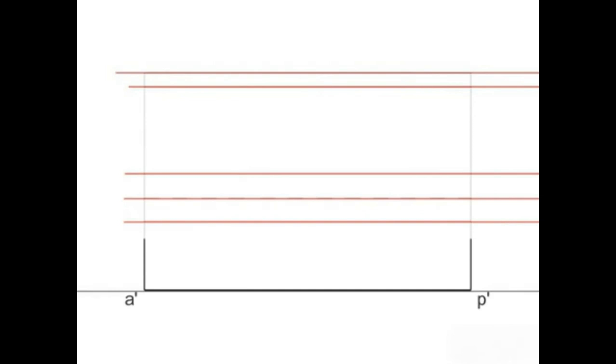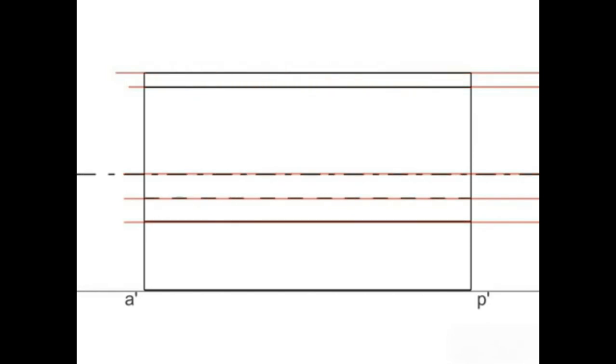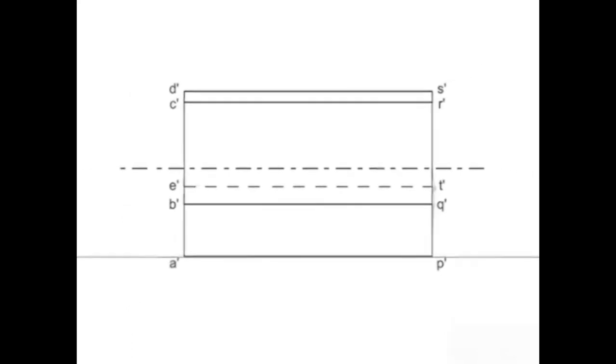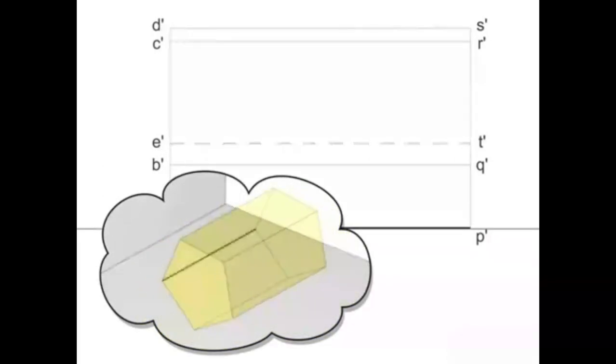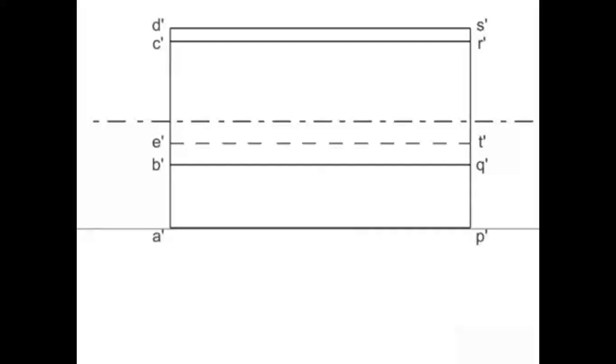Draw vertical lines from points A'-P' above XY to intersect the projectors drawn from the side view at Q', T', R', S' and also at B', E', C' and D'. This completes the front view of the prism. Observe the hidden line E'-T' represented as a dotted line.